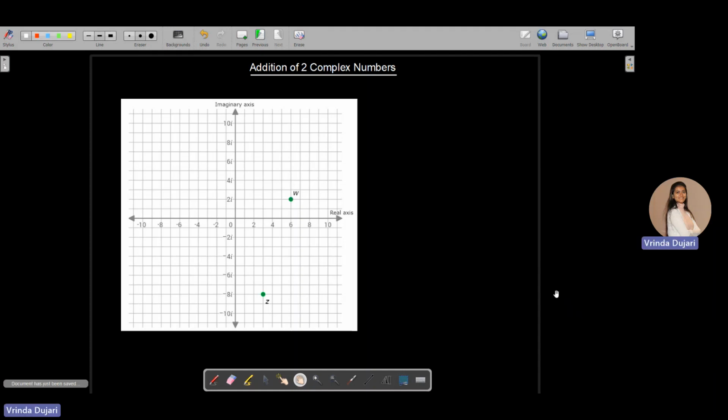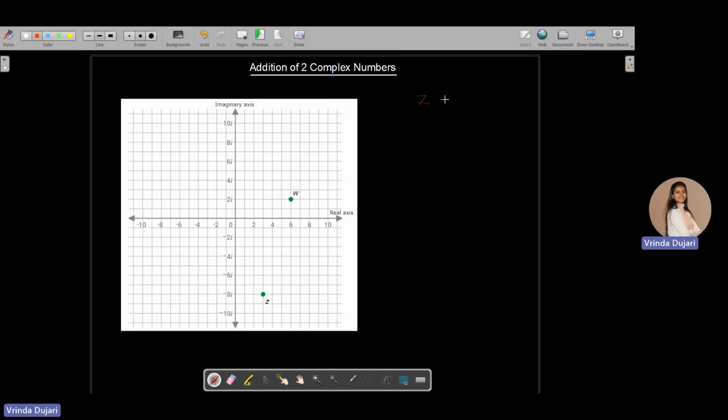So in the last video, we did the complex plane, how to represent a complex number on the complex plane. Now we will do how to add two complex numbers. So let's say that we have a complex number z. As you can see on this graph, two complex numbers have already been plotted.